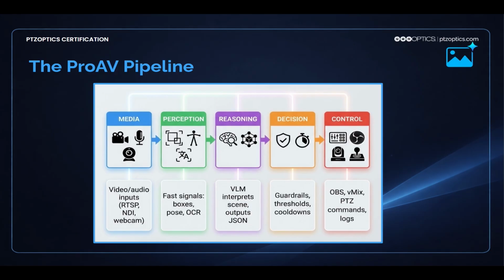Then we're going to reason, okay? We're going to interpret the scene. Sometimes it's just an output. It's just, hey, this is what I see. And that can be done in JSON. And we're going to look at structured JSON outputs and automating a system on that.